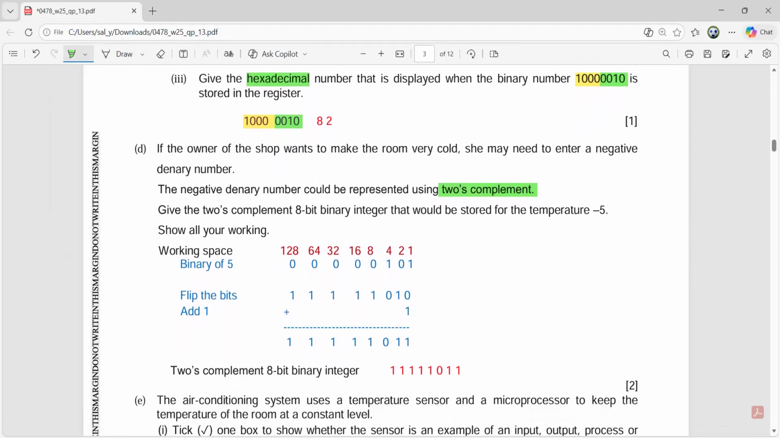And remember, working is needed as is written here. So you have to show all the working to get 2 out of 2. I hope there is no confusion.